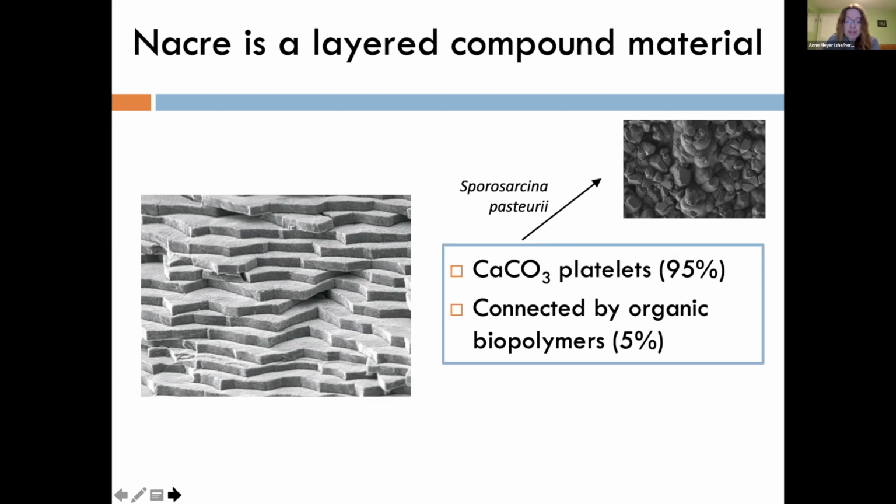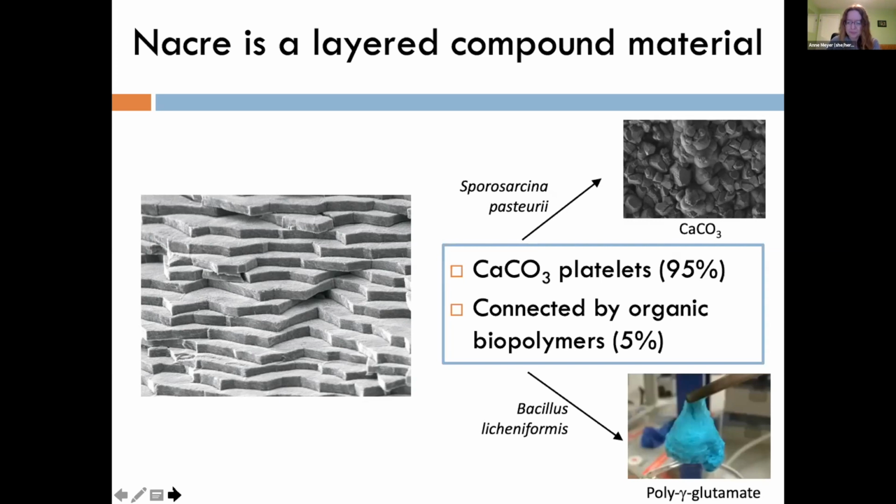All right, so we also need now some sort of sticky polymer layer to stick together our layers of cement. For this, we're using another wild type bacteria called Bacillus licheniformis.